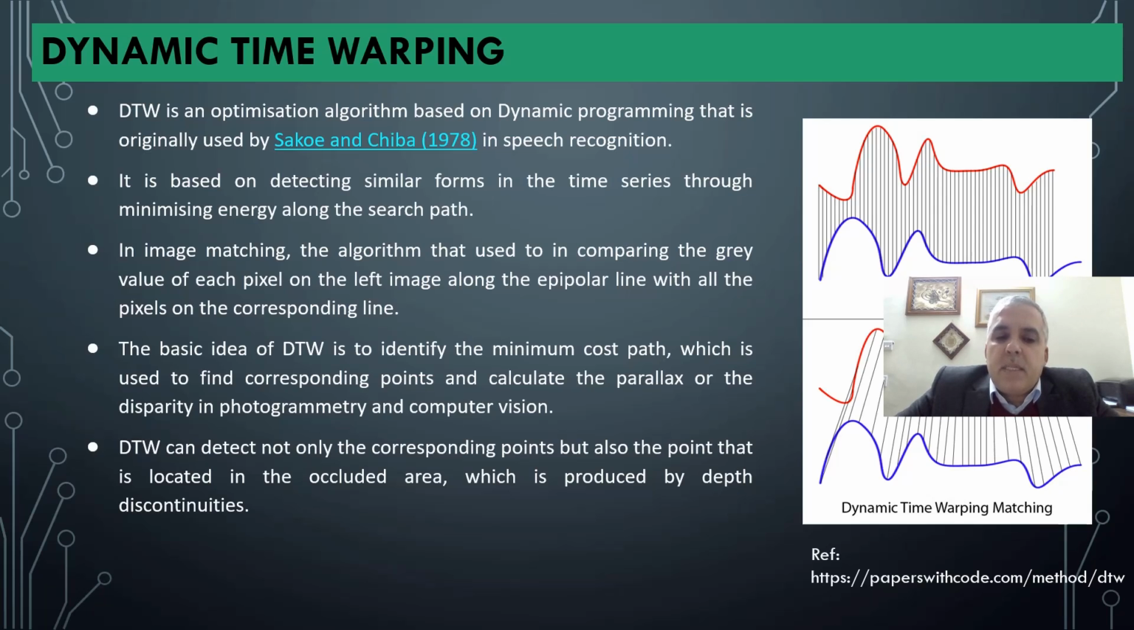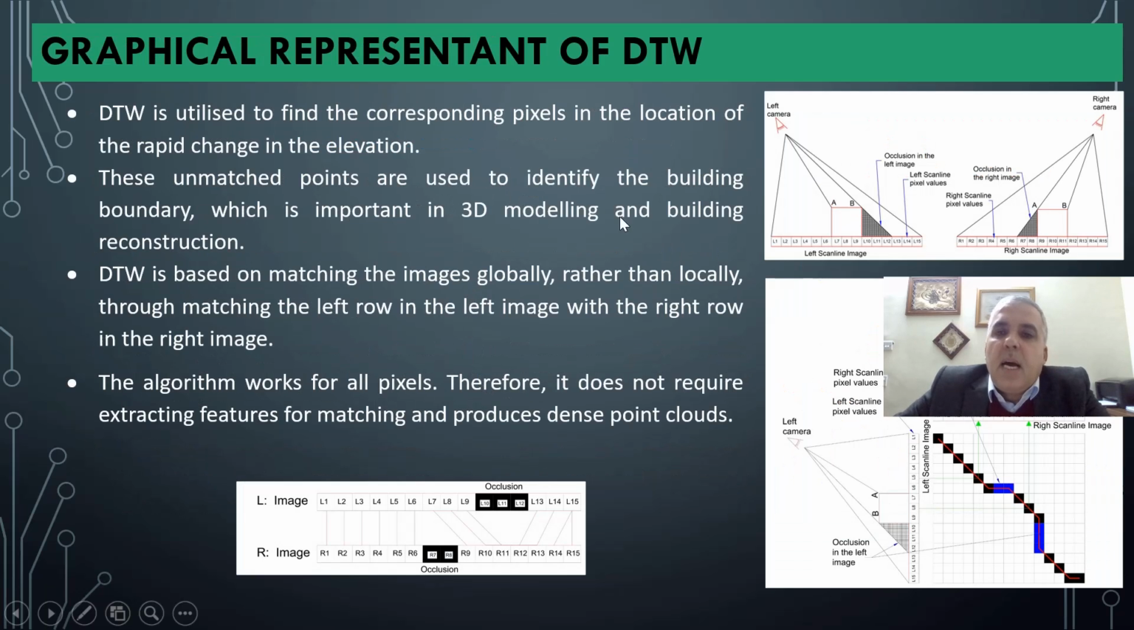Dynamic time warping can detect not only the corresponding point, which is considered to be very efficient, but it can also find the occlusion area or occluded pixels, which is very useful in building boundary extraction. As you can see here, we have a left and a right image. In the left image, the camera is here. When the building is captured, a part of the building will be occluded, while in the right image, the other part of the building will be occluded.